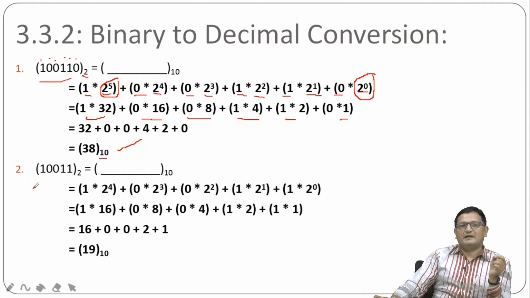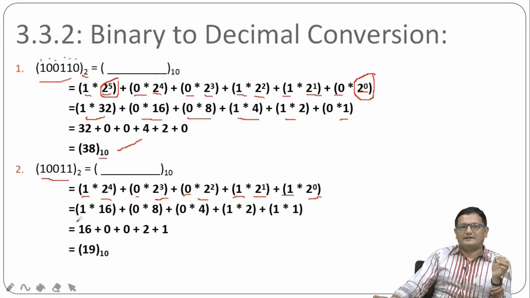Okay. Similarly, suppose this is the number given to you, then you write down that binary: 1 0 0 1 1. Similarly, what is the next step? You just need to count how many digits are there. So, there are a total of 5 digits. So, obviously, we will start with 2 raised to 4, 2 raised to 3, 2 raised to 2, 2 raised to 1 and 2 raised to 0, right.